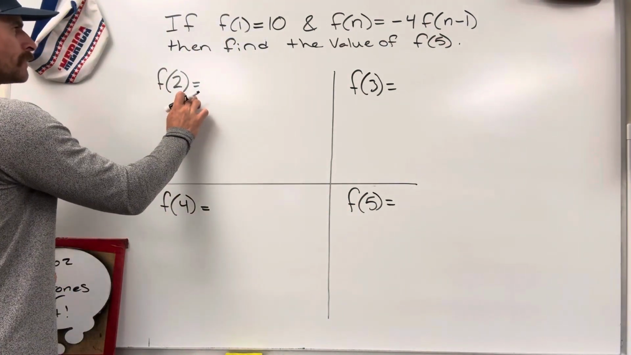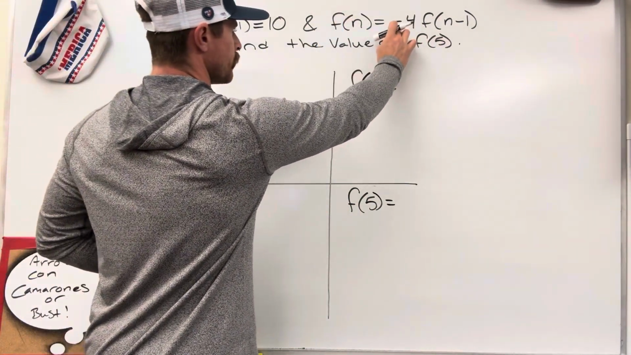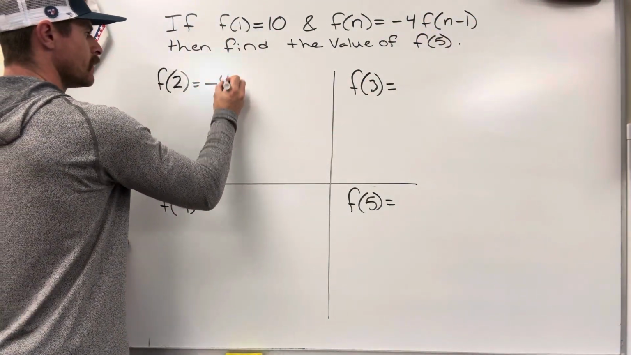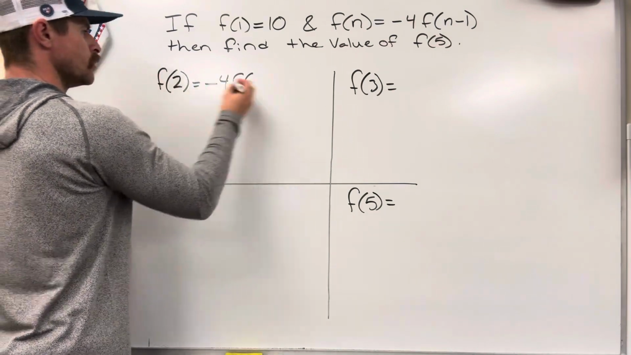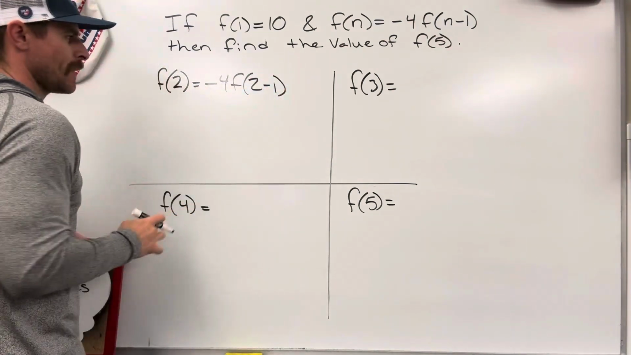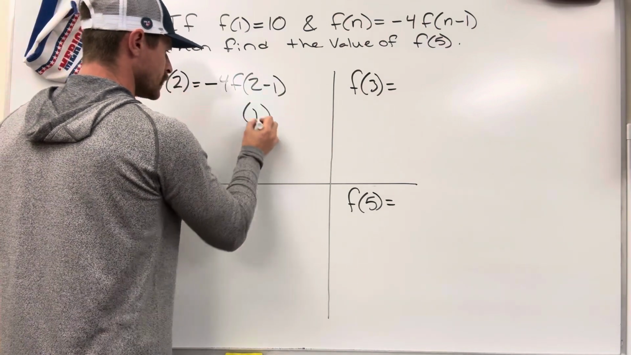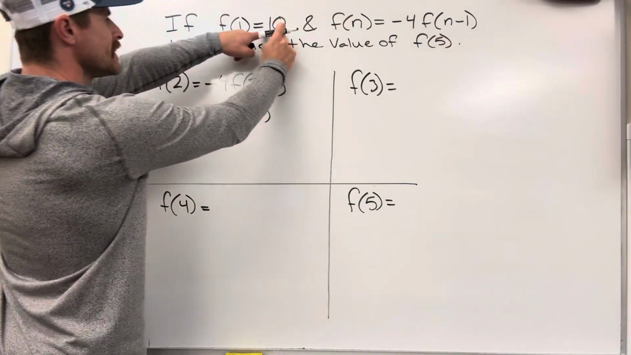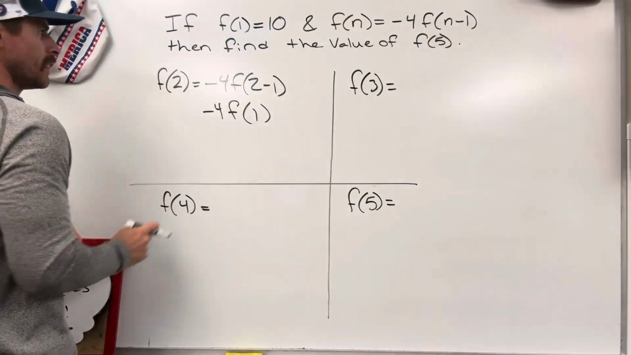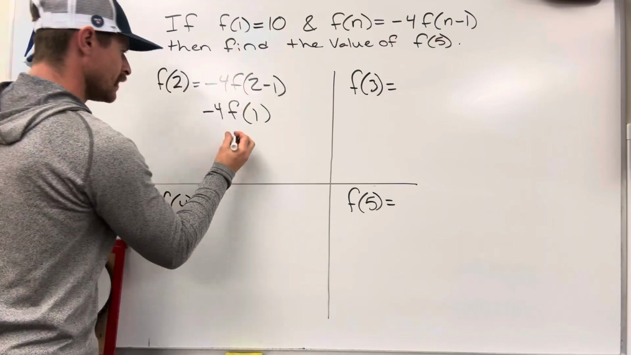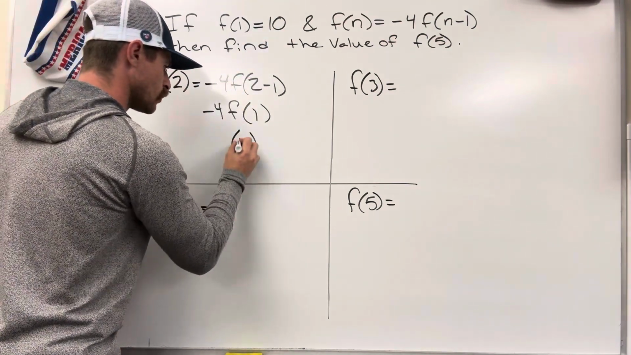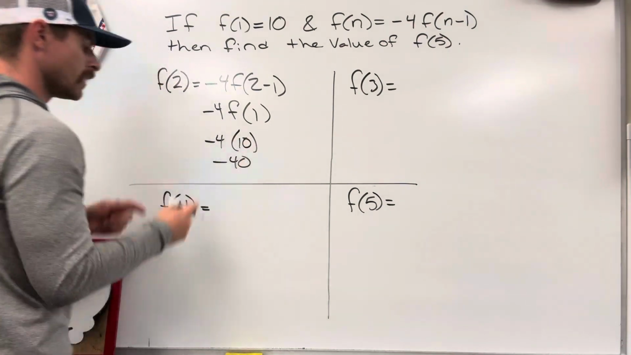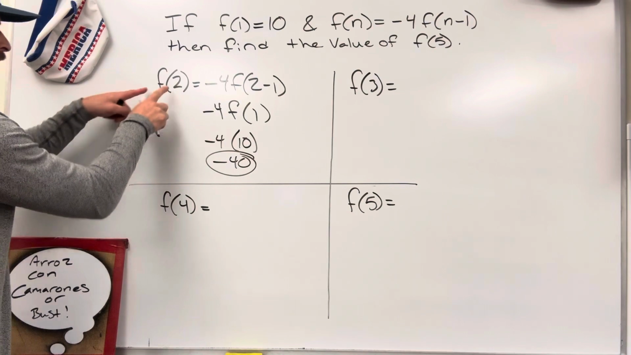So if I'm plugging in f of 2, right, f of n is negative 4 times f of n minus 1. So I'm just going to replace the n, f of n, with a 2, 2 minus 1. Now watch what happens here. 2 minus 1 is going to give me a 1. This is kind of cool, I will admit that. So f of 1 was given to us, so we're going to steal that information right there, and we're going to change it to a 10. So we now are saying f of 1 is really just worth 10, so we're taking negative 4 times 10, which gives me negative 40. Great, because now I have a number for f of 2.